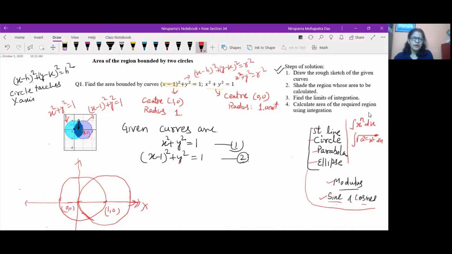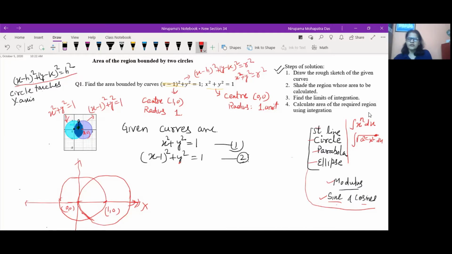While drawing, please be very careful. The portion of the circle should not go beyond the y-axis, because whenever you see (x minus h) whole square plus (y minus k) whole square equal to h square, it means the circle touches the y-axis.